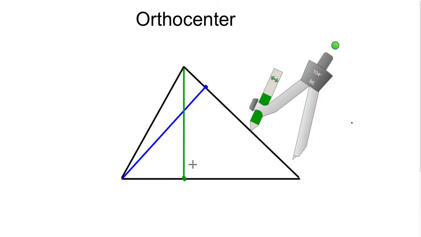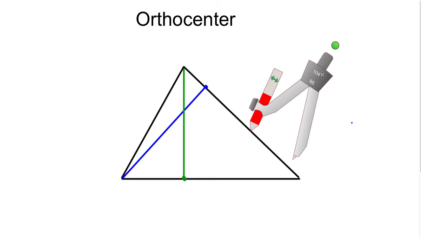A perpendicular bisector just cuts halfway through the line at a 90-degree angle. It doesn't need to go to the opposite vertex. An altitude needs to be perpendicular, needs to go to the opposite vertex. It's not going to cut a side in half. It could, but it doesn't have to.